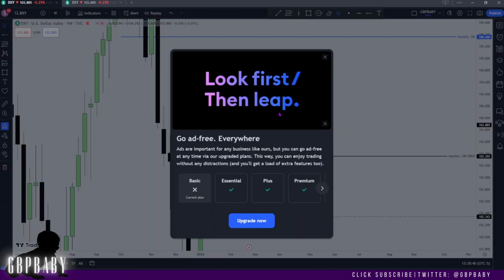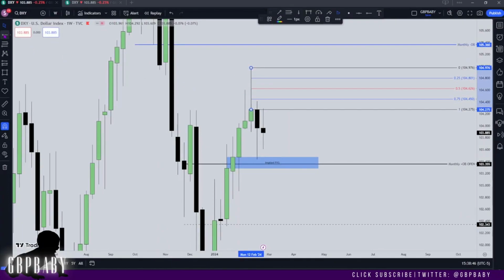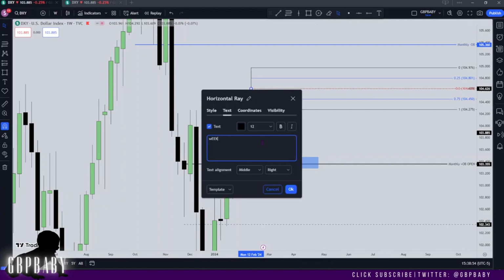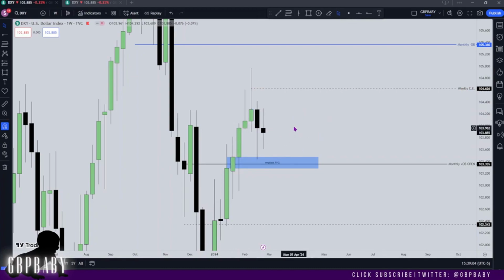Another thing on the weekly that I want to bring our attention to is going to be this long wick right here. Of course, I'm going to look at the midpoint. That's what we call consequent encroachment. So let's just get that marked out, 626, and I'm going to write weekly consequent encroachment. Like so.